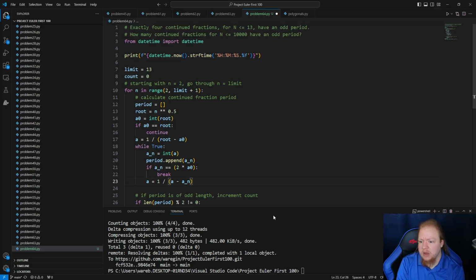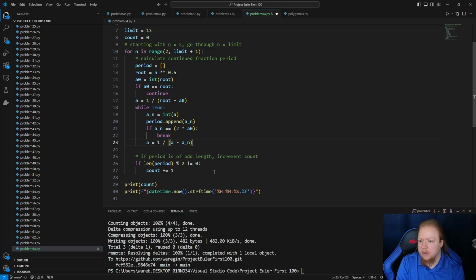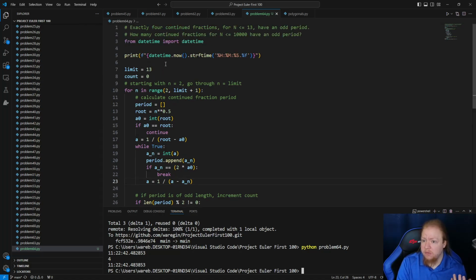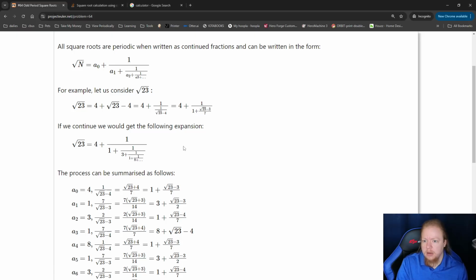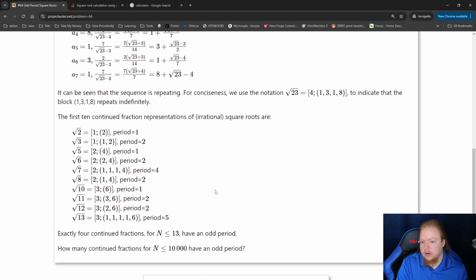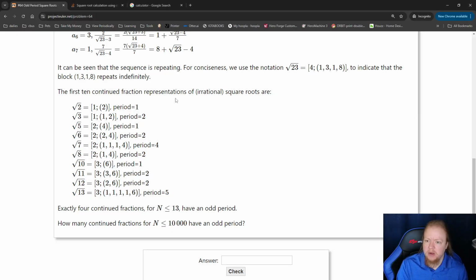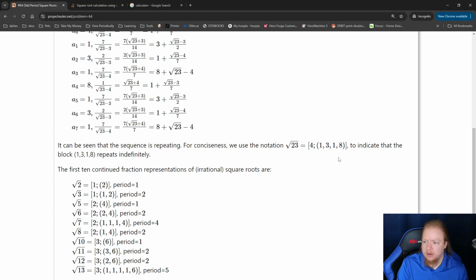Let's see if it works for 13 and gives us an answer of 4. Not 100% confident in my math here. Okay, so it gave us an answer of 4. Let's go ahead and see if we up that to 23. I'm not entirely certain of the correct answer, though, so I just want to make sure that 23 gives us the correct period.